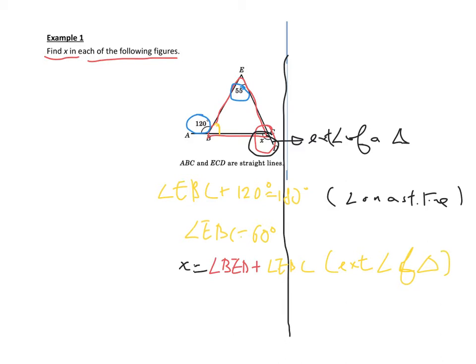So that it should be equal to 55 degrees plus the 60 degrees. So lastly, we can find that x is equal to 115 degrees. And this one is related to the external angle of a triangle.